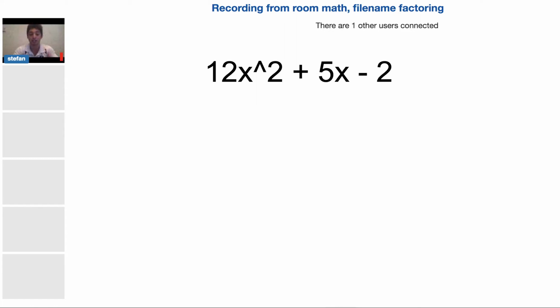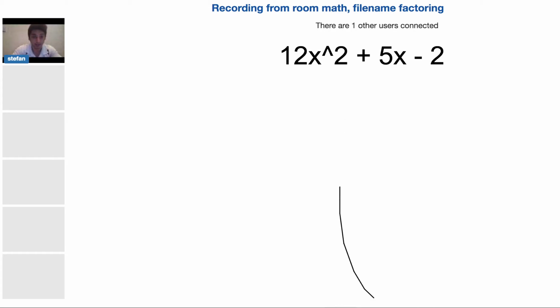When using this method, the best way is to choose the two numbers that are closest together. So in this example, it would be 4 and 3. And then for the negative 2, it would obviously just be 1 and 2.